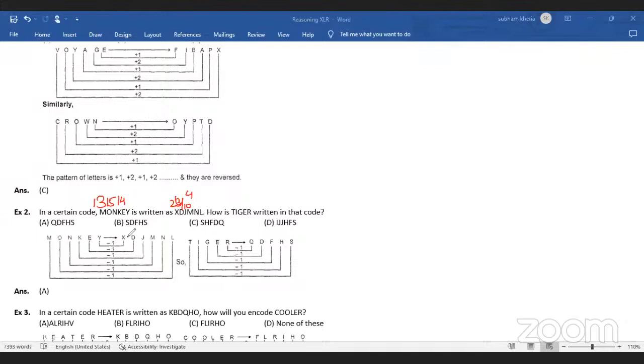No logic, right? But what if I reverse this? What will I get? Y E K N O M, and then write this code X D J M N L. Now see, minus 1, minus 1, minus 1, minus 1, minus 1, minus 1. Did you get the logic? It was so easy. So easy, right?